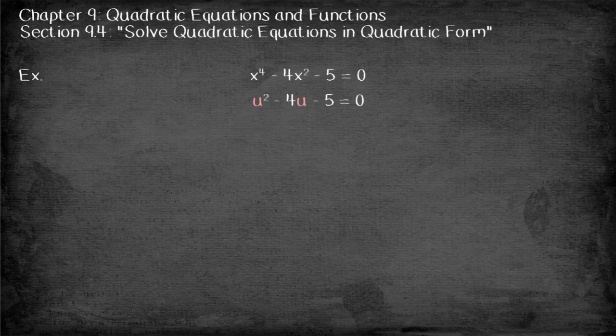So let's go ahead and solve that. Basically, once we've made our substitution, we just treat it like it's a normal quadratic. How are we going to solve that? Well, let's try factoring. I see that I have a negative 5 and a minus 4, so that would factor as u minus 5 times u plus 1 equals 0. And then I can use the zero product property.